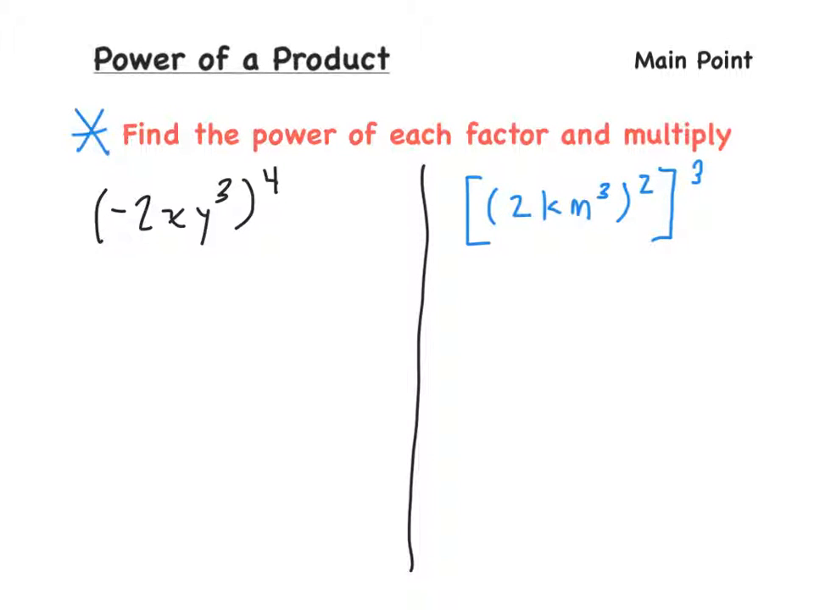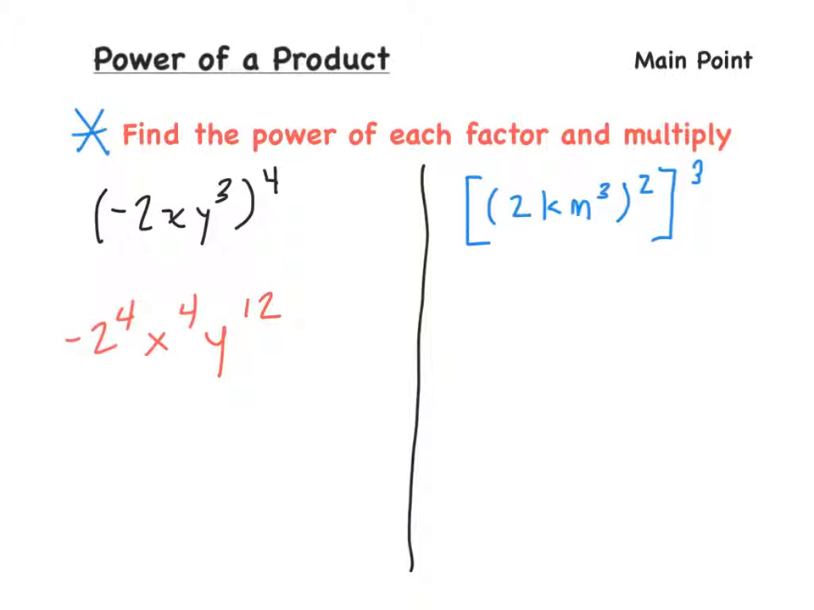Alright, so the first one. If we have negative 2 times x times y to the third, all raised to the fourth power. By that, remember, if we do negative 2 to the fourth power, so you would have negative 2 raised to the fourth, x to the, and then we'd multiply, that's x to the fourth. And then with y, remember, multiply. That's y to the 12th.